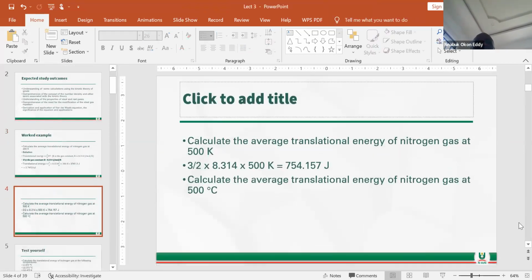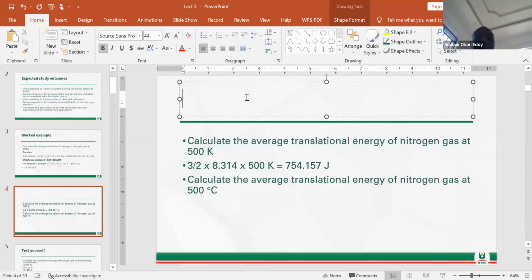And now calculate the average translational energy of nitrogen gas at 500 Kelvin. So that is the question. Then the next one is to calculate the average translational energy at 500 degrees Celsius. It won't be the same.